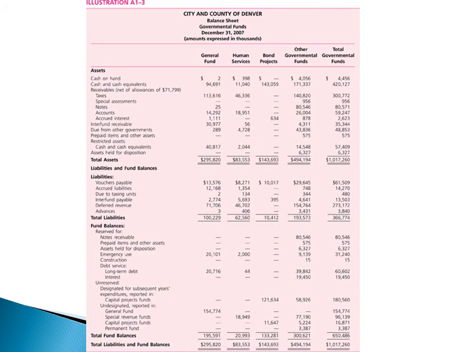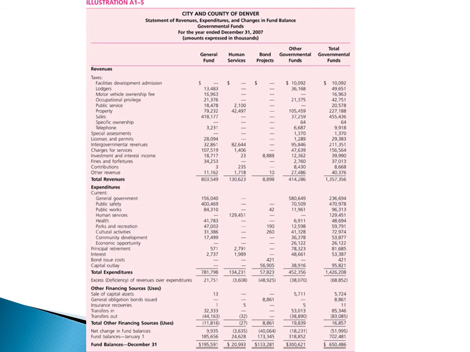You notice that there are 4 columns aside from the total column, which makes 5. There's a general fund, which all governments have, a human services fund, which is a special revenue fund for the city of Denver, a bond projects fund, which is a debt service fund, which we will cover later on, and they have taken the rest of their funds and lumped them into other governmental funds, which you also saw on the framework that we covered in Chapter 2 and on an earlier slide.